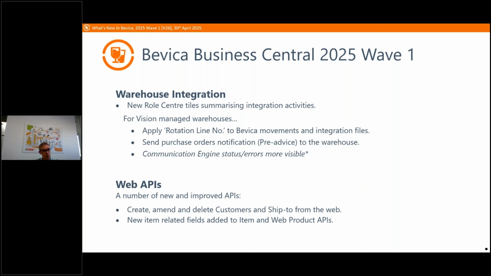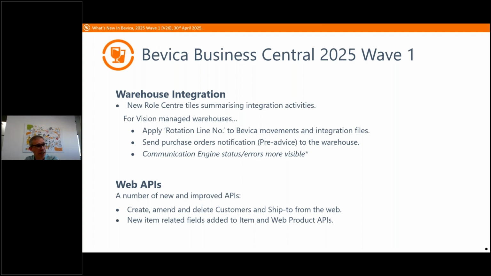A couple of people have mentioned that it's very difficult to see error messages on both the warehouse integration side and the communication engine side, because they are technically two different things. So what we've done is brought communication engine error messages into the Bevica side, so you've got one screen where you can see it all. That isn't quite released yet. That's going to be released tomorrow. So if that's of interest, let us know, and as soon as it's released, we can tell you.